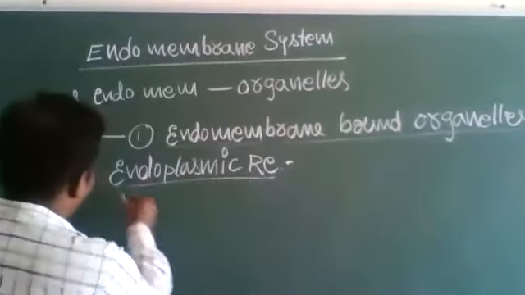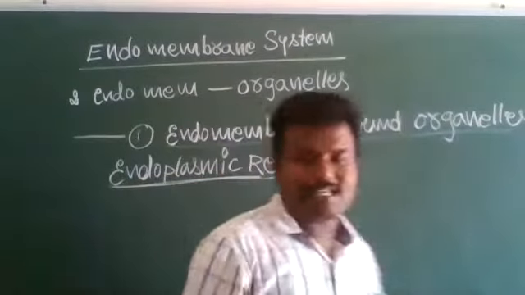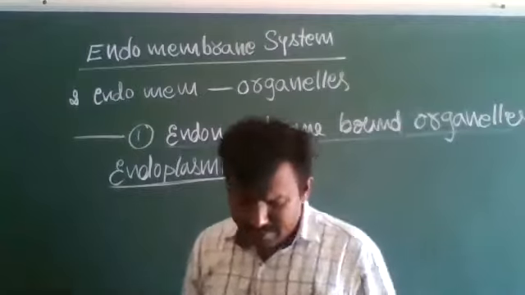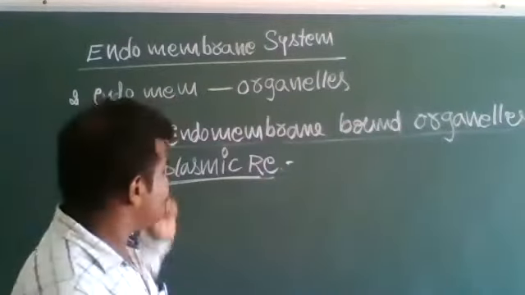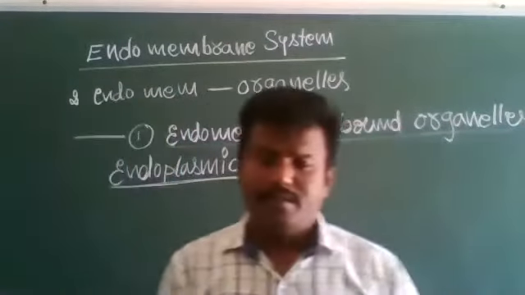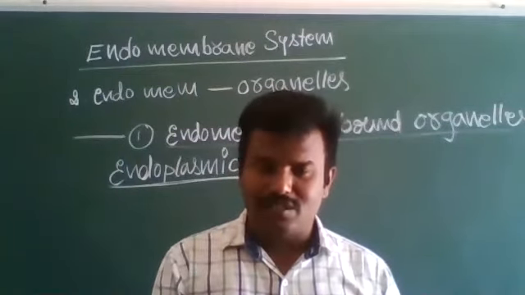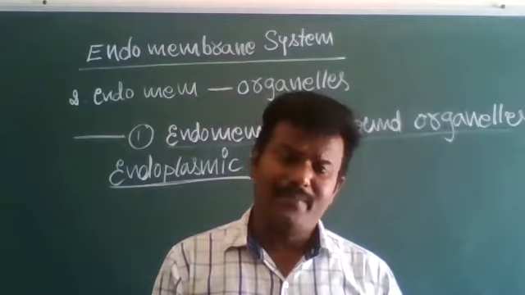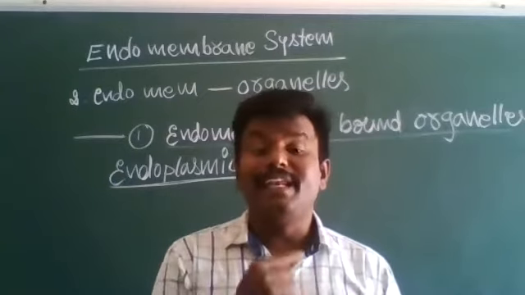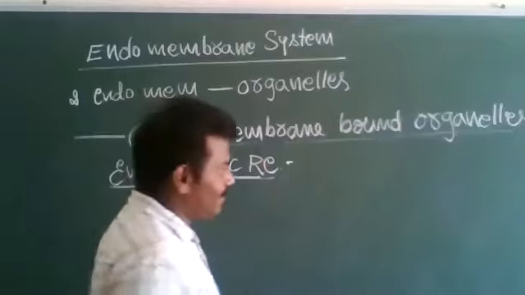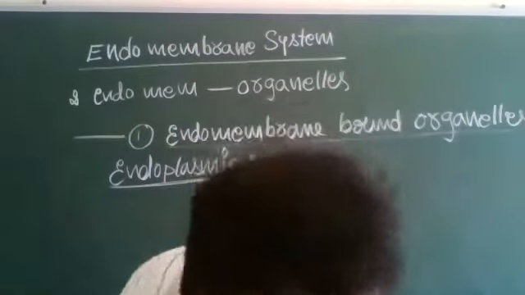Among those, first of all, we will discuss endoplasmic reticulum. The presence of network or reticular structures in the cytoplasm near the nucleus is called endoplasmic reticulum. See here.